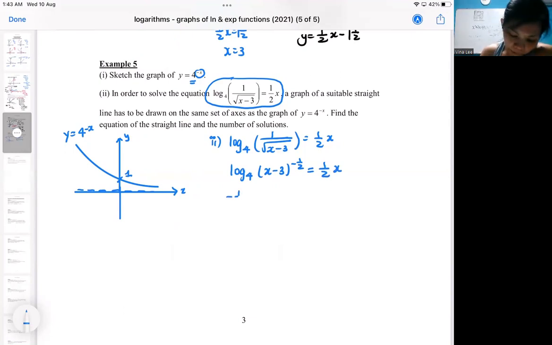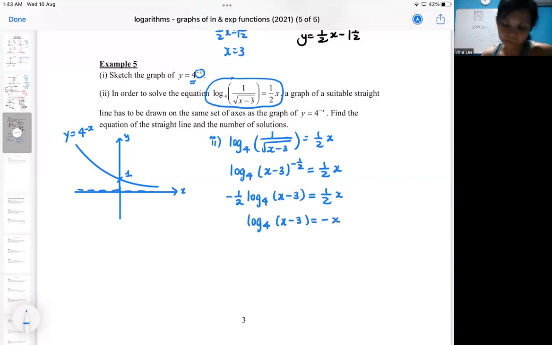And again, you bring down the power. And you divide by minus half on both sides. Okay, you can divide over. So once you divide over, you will get a minus x. That's where you do your basic logarithm. If you do your basic logarithm, this is what you've gotten. And this is actually your graph. So this is the line that you're supposed to add in.